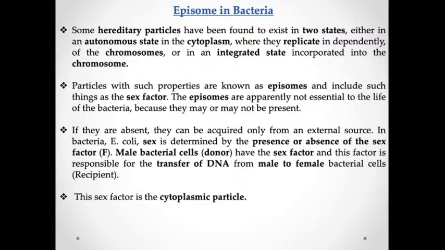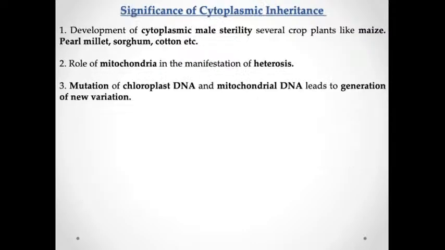And these sex factors are cytoplasmic particles actually. So what is the significance of cytoplasmic inheritance? There could be mutation of chloroplast DNA and mitochondrial DNA, which leads to generation of new variations. It could also manifest heterosis in the case of mitochondria and cytoplasmic male sterility. Several crop plants like maize, pearl millet, sorghum, cotton, etc. could be produced in that case.